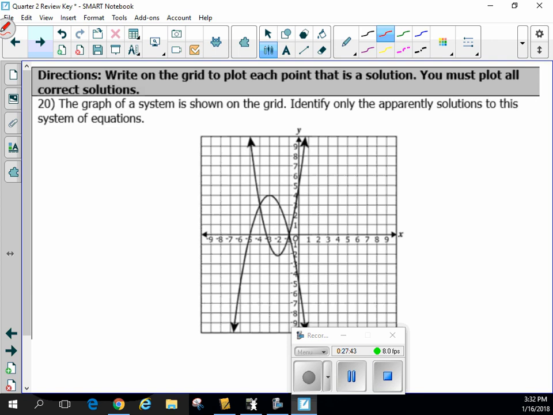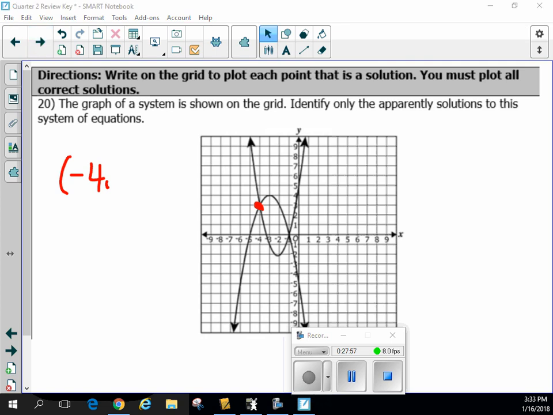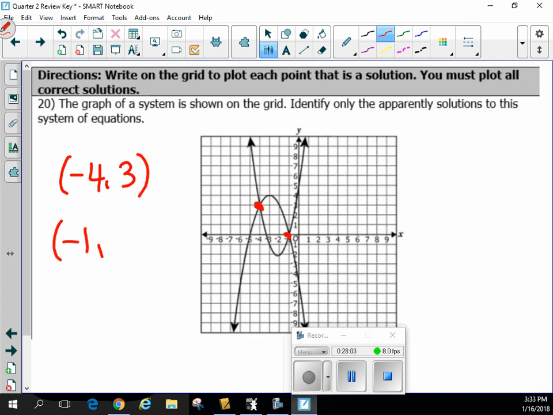Number 20, all you have to do is identify the solution. So that's where they cross each other. This crosses at -4, 3. And it crosses at -1, 0. And those are your answers. Again, you're looking for where the two graphs cross each other, not where they cross the x-axis.